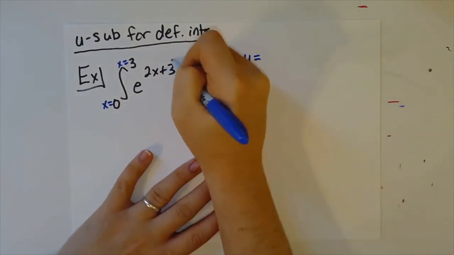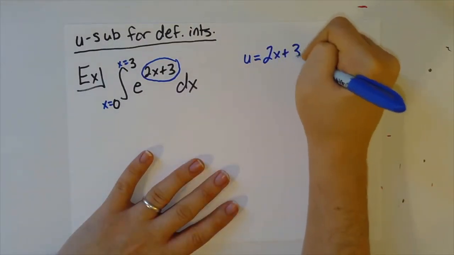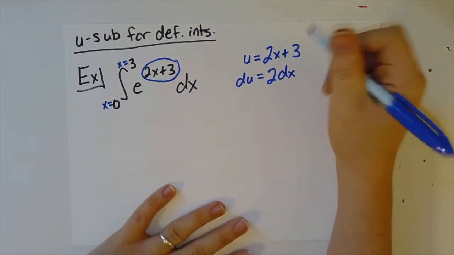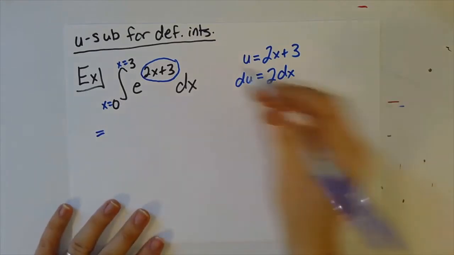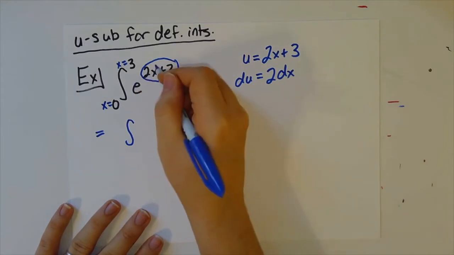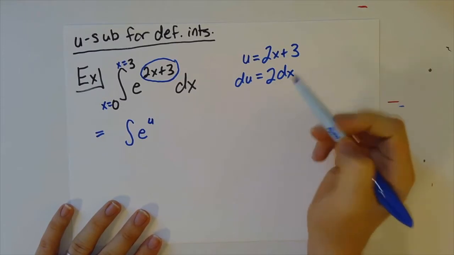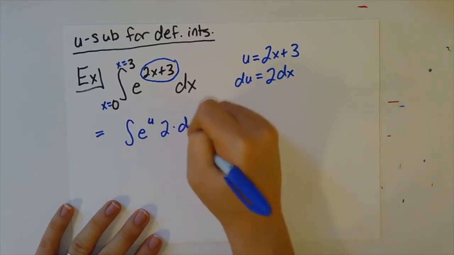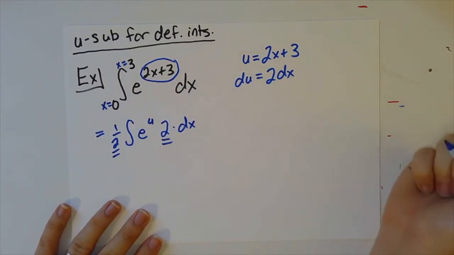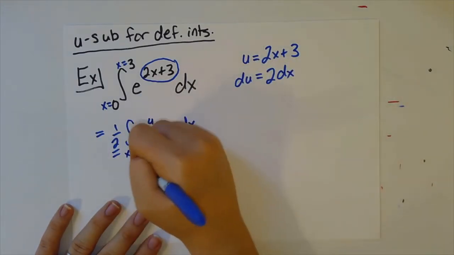So I want u to again be my inside thing. So here the inside thing is this 2x plus 3. So du here is 2dx. And so now if I want to translate this, well, this is an e to the u. Let's see. I need a 2dx. I only have a dx. So like before, I need to put a 2 here, but pay for it with a 1/2 out front. And I'll leave the limits for now and translate them in the next step.